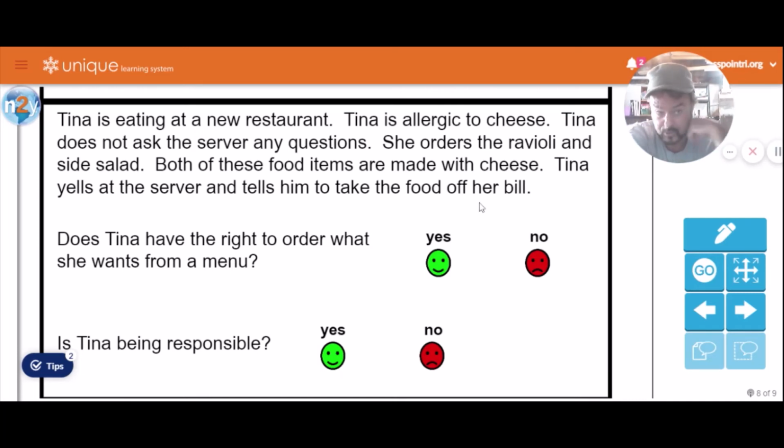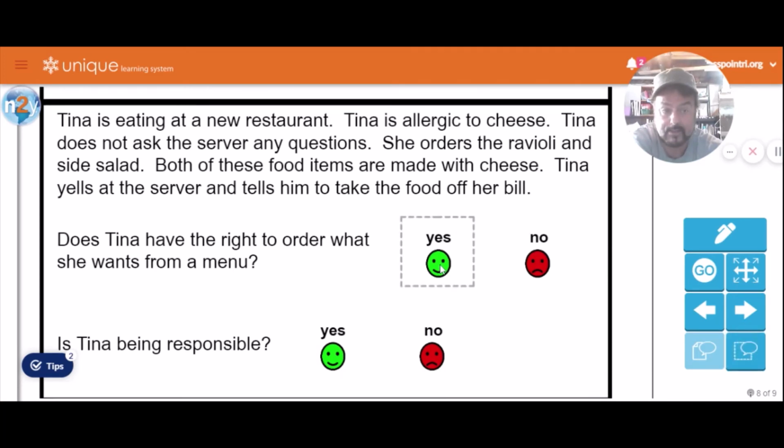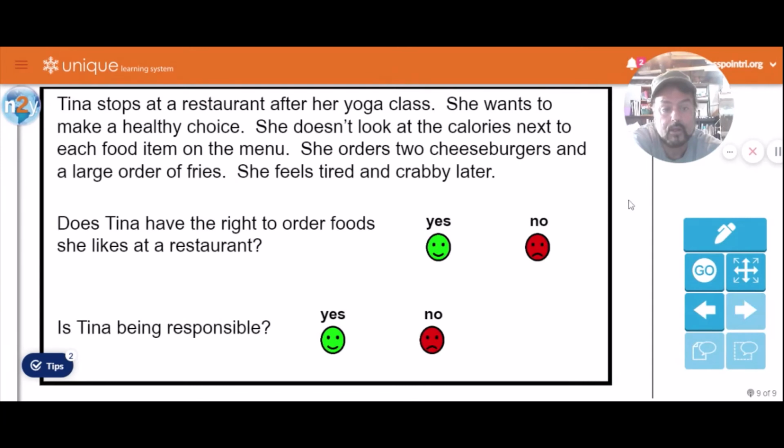Okay, is it the server's fault that she didn't tell him or her that she was allergic to cheese? No, it's not the server's fault. It's Tina's fault for not saying she was allergic to cheese this time. So does Tina have the right to order what she wants from a menu? Once again, yes. Is Tina being responsible not telling the server that she's allergic to cheese and then yelling at the server as if it's his or her fault? No, she's not being responsible this time. All right.